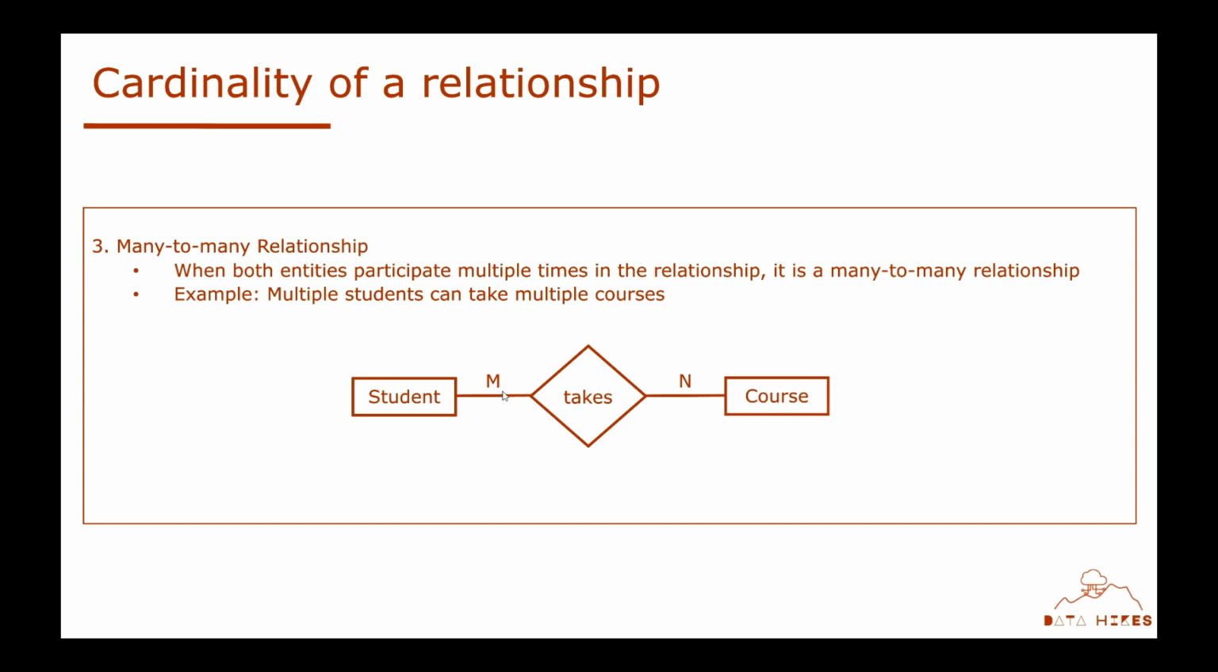Can we say that one student can take multiple courses? Sure, one student can take multiple courses. Can we say the other way around? Can we say multiple students can take one course, or one course can be taken by multiple students? Yes, that is also true. Since this one-to-many relationship goes both ways, we can say that this is a many-to-many relationship where multiple students can take multiple courses.